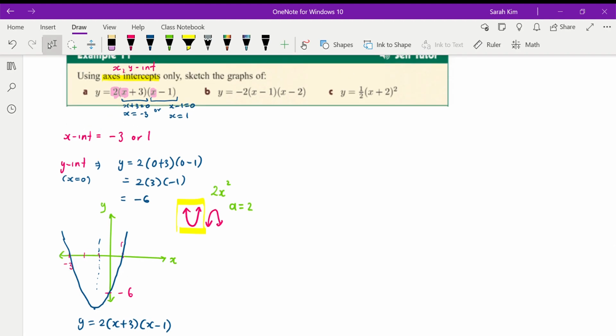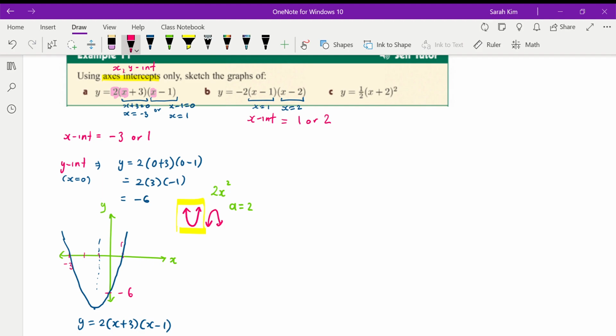Alright, let's move on to B. So again, I'm going to find my x-intercept first using null factor law. Just looking at this bracket, I know that x is going to be 1. Looking at this bracket, I know that x is going to be 2. Hopefully you've had enough practice to do that, and I don't have to explain it further because we did it in previous sections. So x-intercept equals 1 or 2. If you're still not understanding how to use null factor law, please do raise your hand and let me know so I can come and help you.